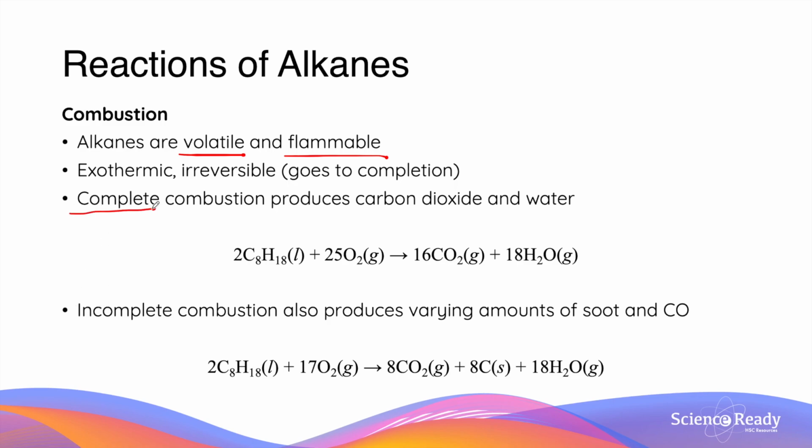Complete combustion produces carbon dioxide and water only. For example, the combustion of octane, that is petrol, in the presence of enough oxygen produces carbon dioxide gas and water gas. Incomplete combustion occurs when there isn't enough oxygen, that is when the oxygen is a limiting reagent.